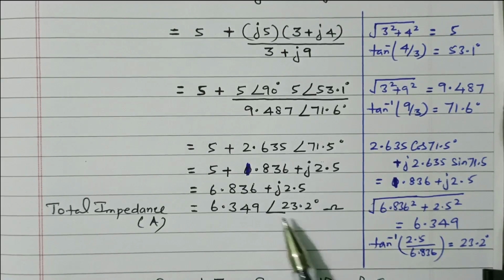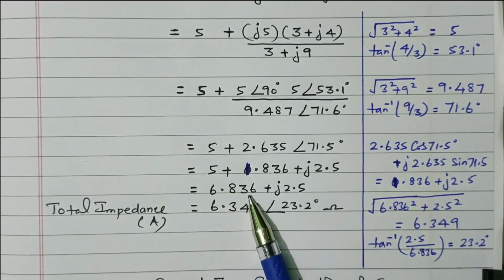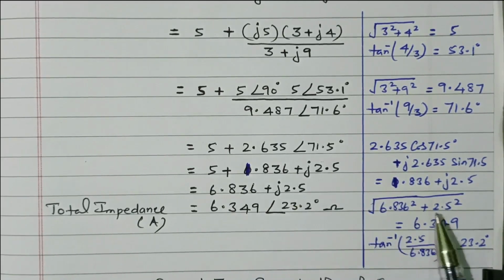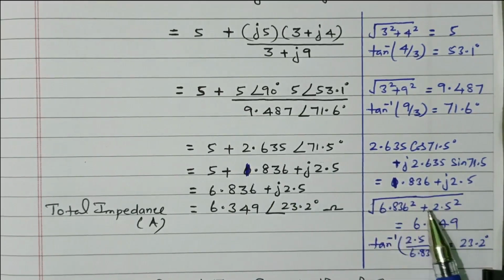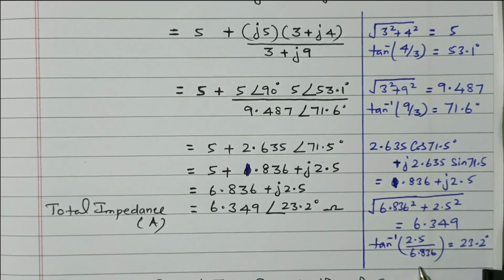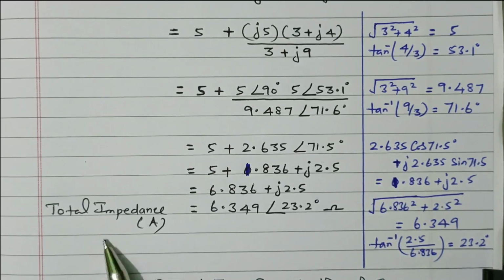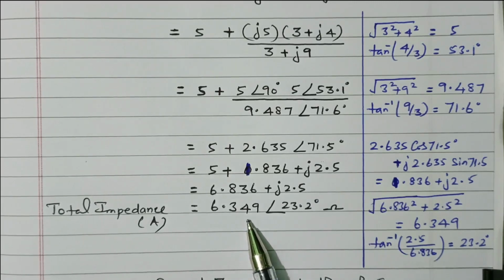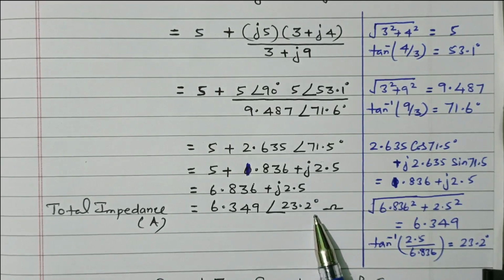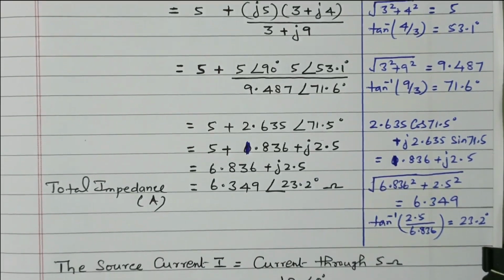Right. How to convert? The square root of 6.836 square plus 2.5 square. We have to take the square root, with the real and imaginary terms squared and added. It is 6.349. The angle is calculated as tan inverse B by A, imaginary term divided by real term. Imaginary term is 2.5, real term 6.836. So the angle is 23.2. So the total impedance of network A is 6.349 with an angle of 23.2 degree ohm.